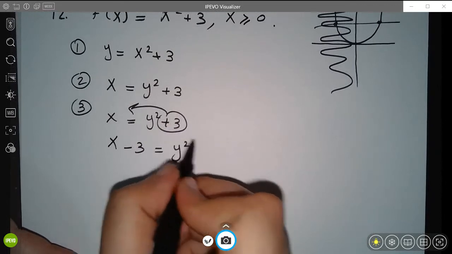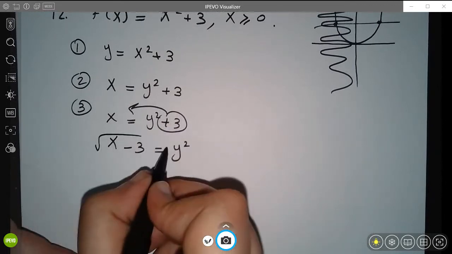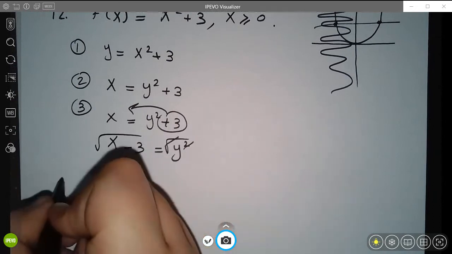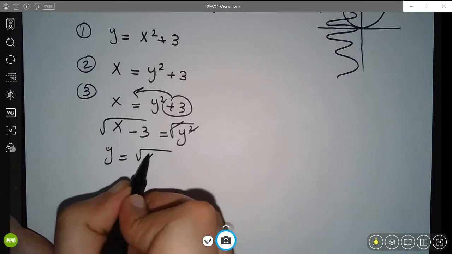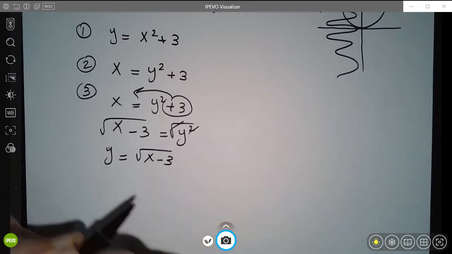Okay. Now I want to get rid of the squared, so I'm going to take the root. So y equals root of x minus 3. There. Replace y with f inverse of x, and that equals root of x minus 3.